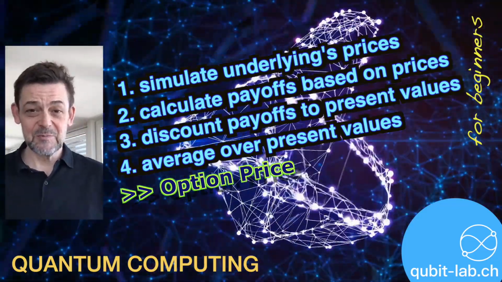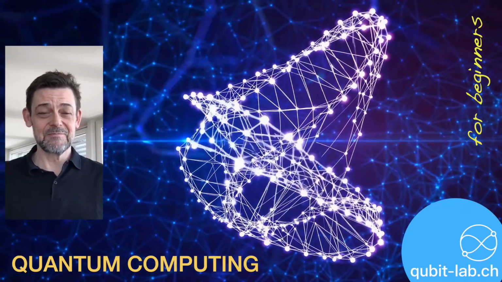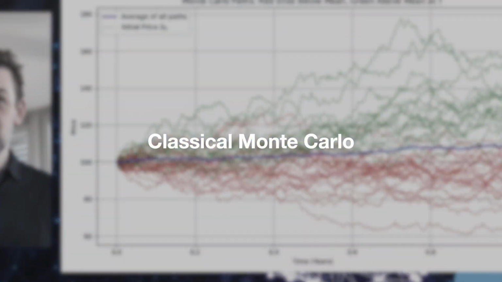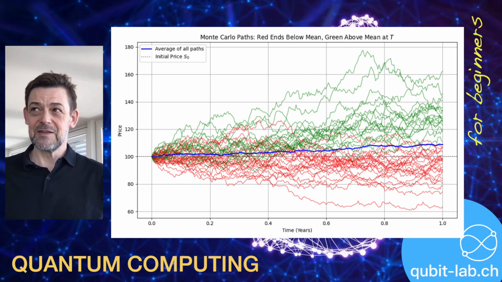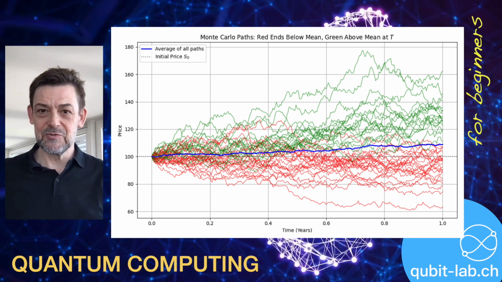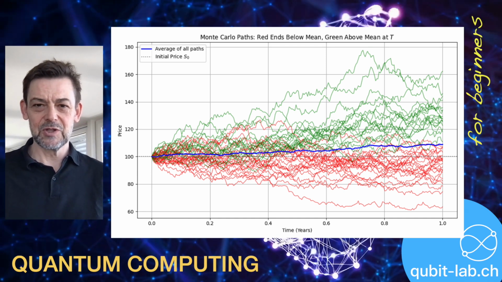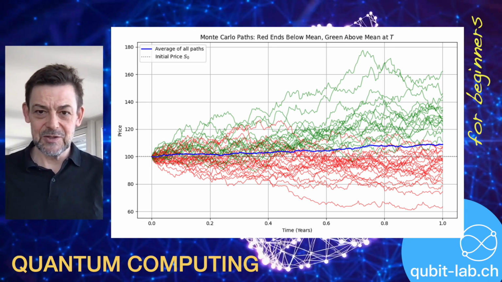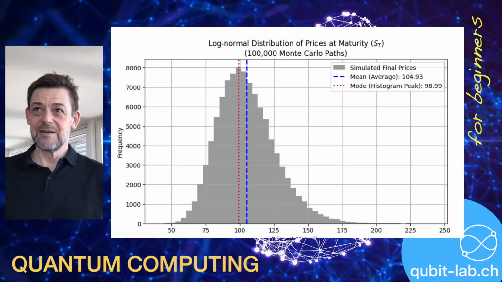Here's a basic example. We price a 1-year European call option using 3 methods. Method 1. Classical Monte Carlo with 100,000 samples. The underlying's price development is simulated based on its volatility and a risk-free rate. We typically run this 1 million times or even more in real-world scenarios. Based on that, we get a distribution of the possible prices at the maturity date.